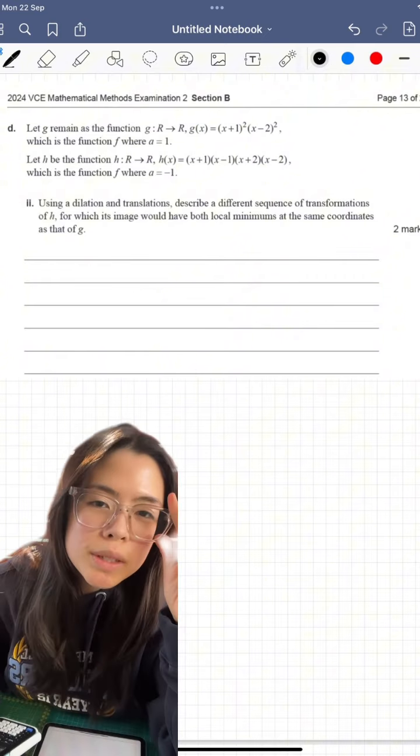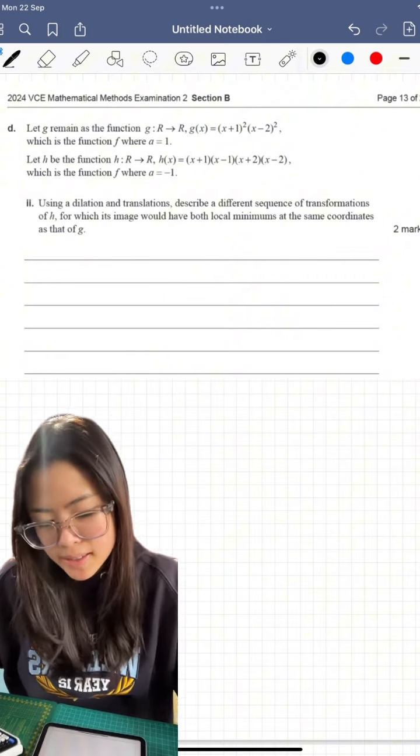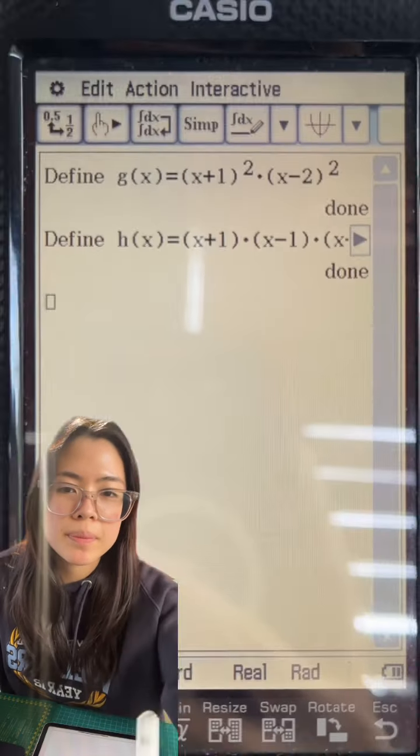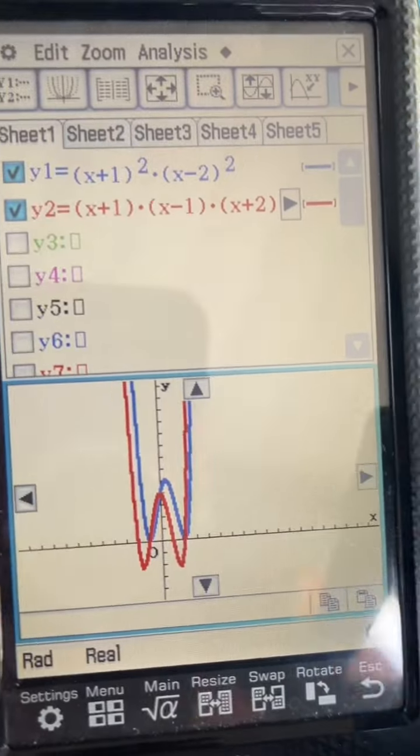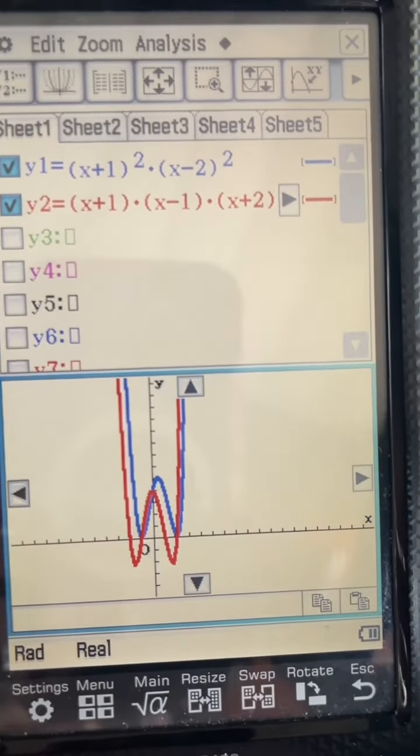The first thing I'm going to do is define the functions g and h in my CAS and also graph them so I know what I'm working with. Here you can see I've defined functions g and h, and then we can go to our graphing function on the calculator to graph g and h. So here, blue is g and red is h.